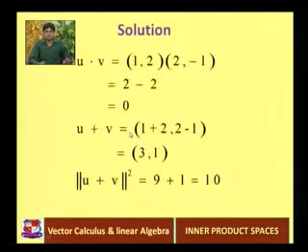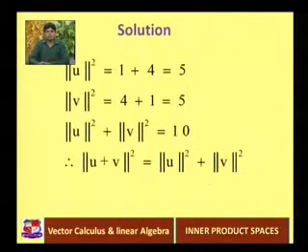In the last slide we saw that the norm of u plus v squared is 10, and here the norm of u squared plus the norm of v squared is also 10. So the Pythagorean theorem, the norm of u plus v squared equals the norm of u squared plus the norm of v squared, is verified. So here we easily see how the Pythagorean theorem is verified.